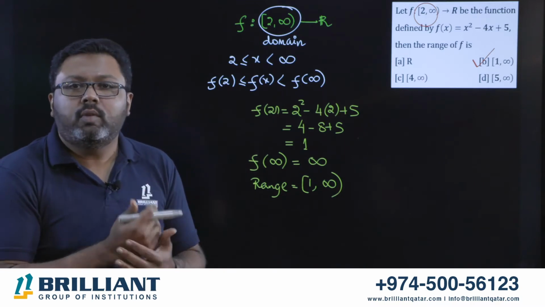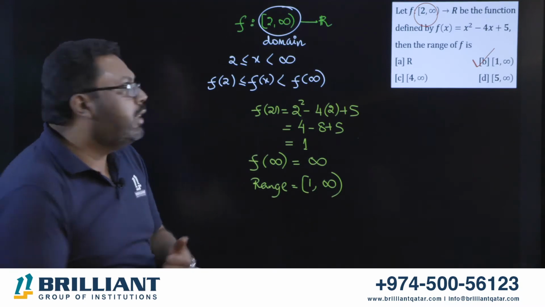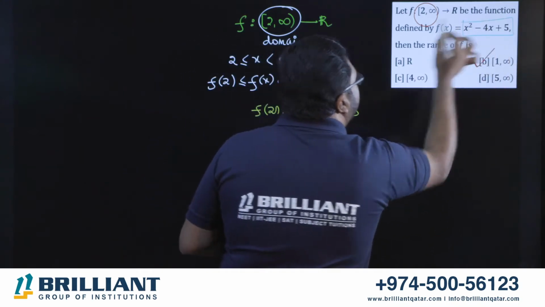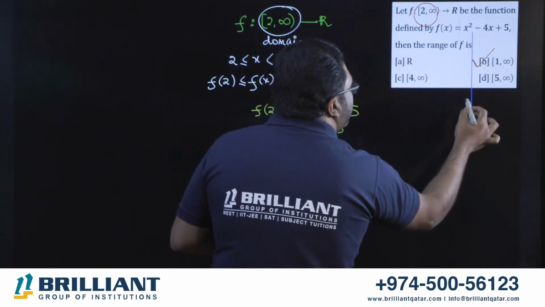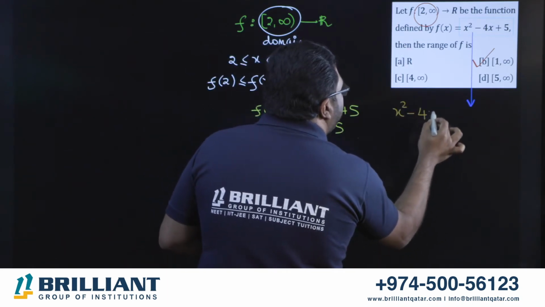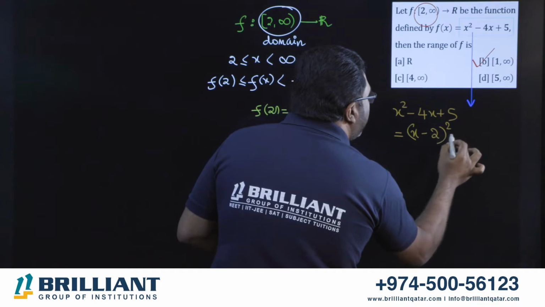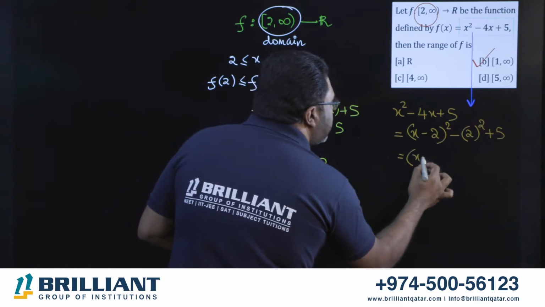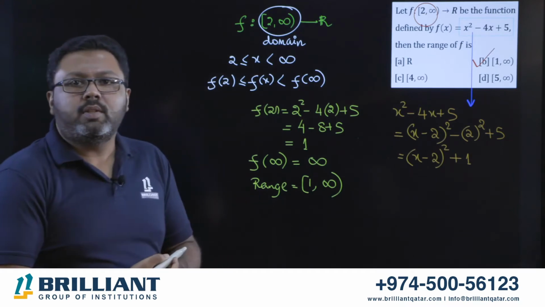Sometimes they would not give you the domain. They would say the domain is A, find the range of the function. Then in that case, this expression is a quadratic, and you are supposed to use the completing the square method. X squared minus 4x plus 5 becomes x minus 2 squared minus 2 squared plus 5, which is equal to x minus 2 squared plus 1.